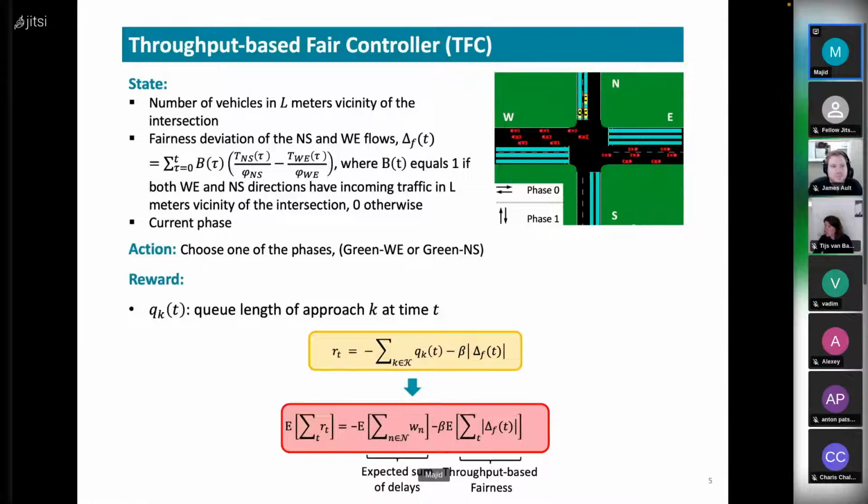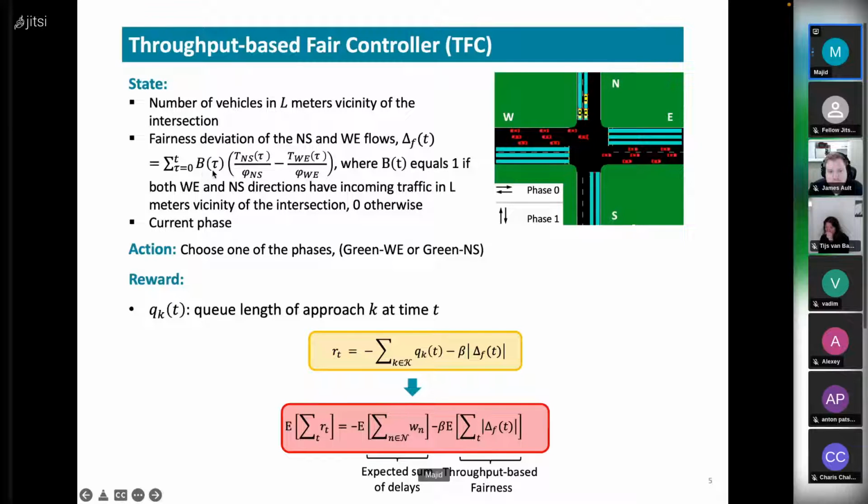And the second algorithm that we are proposing here is the throughput-based fair controller. Here our state consists of these parameters. We consider the number of vehicles in the L meter vicinity of the intersection, shown here, and we use this to see if we have traffic in a particular direction or not. The other parameter is the fairness deviation of the conflicting traffic flows, which are the north, south, and west flows here.